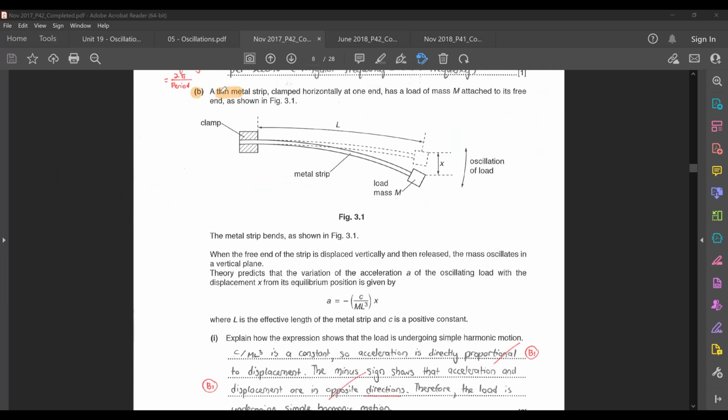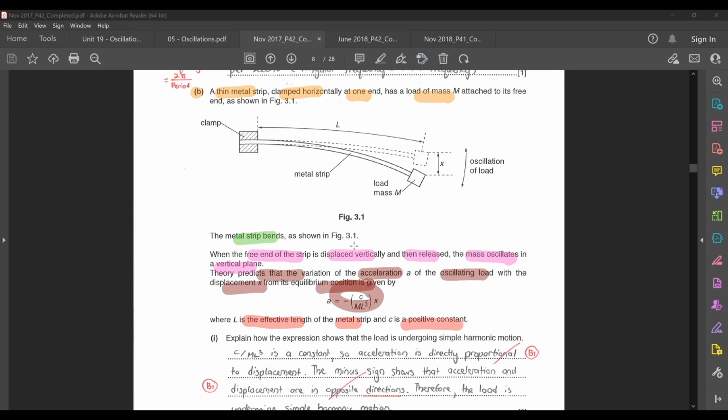Here they tell you have a thin metal strip clamped horizontally at one end that has a load of mass m attached to its free end. The metal strip bends, as shown. When the free end of the strip is displaced vertically and then released, the mass oscillates in a vertical plane. Theory predicts that the variation of the acceleration a of the oscillating load with displacement x from its equilibrium position is given by this equation here, where L is the effective length of the metal strip and C is a positive constant.